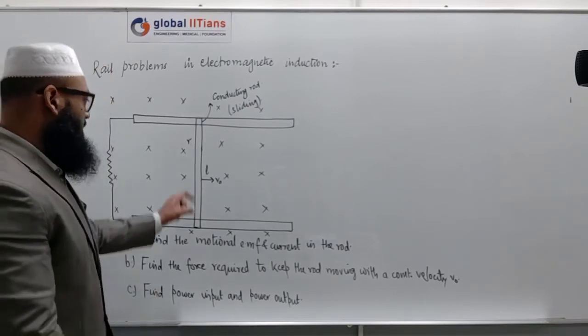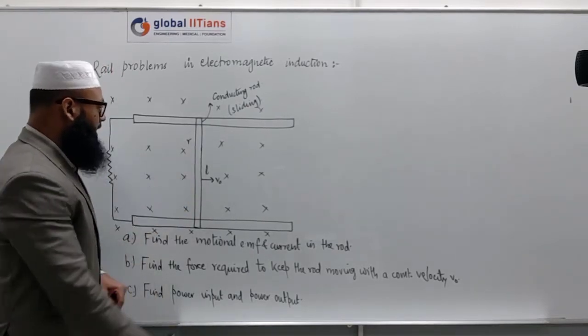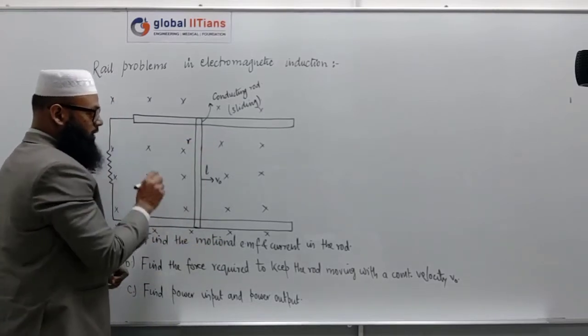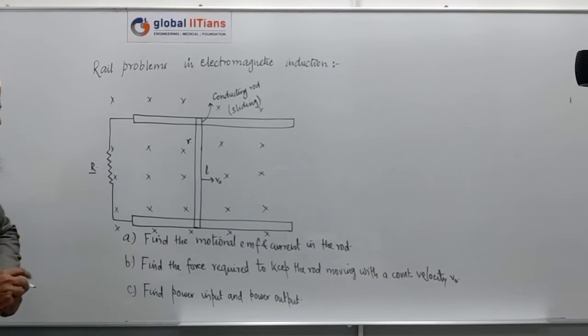However, the length of this rod is given as L and the internal resistance of the rod is given as small r. So small r is the internal resistance. Let's start doing the question.